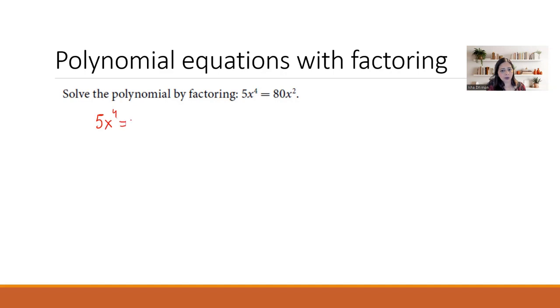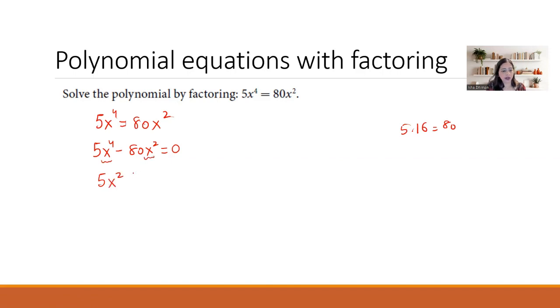So 5x raised to power 4 is 80 times x squared. So let's first subtract 80 times x squared from both sides, getting a 0 on the right hand side. And now factor. How will you factor? From 5 and 80, the coefficients, I can factor out 5 because I know 5 times 16 is 80, right? So 5 divides 80, so I can factor that out as well.